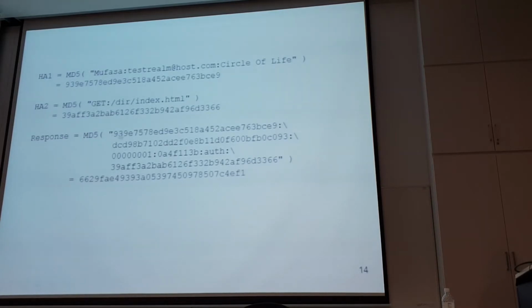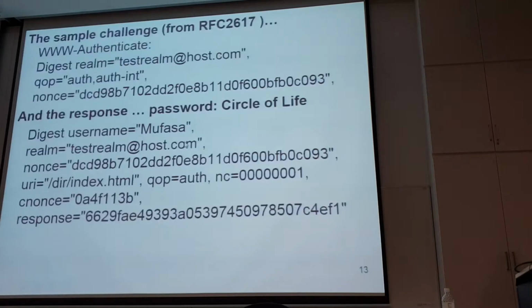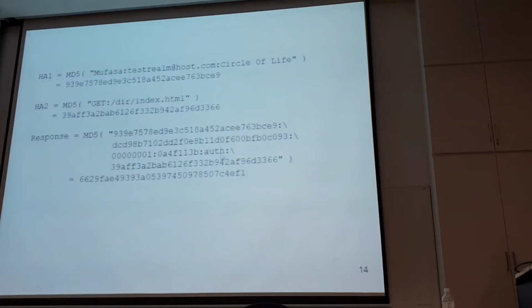Now you have the first hash and the second hash, and in the middle you also put some other content, like the nonce. This is the nonce sent by the server, and then the nonce generated by the client, right? So you put all this information in the middle, and then you hash this again. You get this. This is the final response.